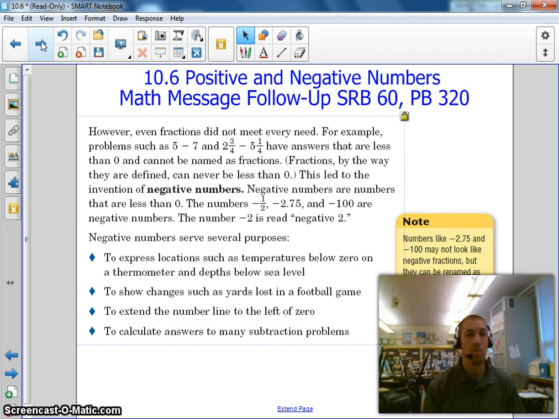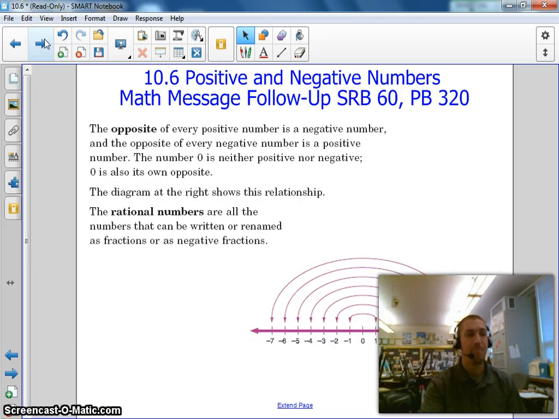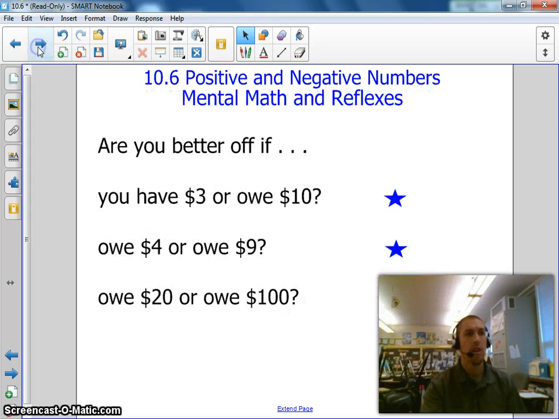People who live in really cold places, once the temperature reaches 0 but it still gets colder, need to go into negative numbers. So that's why we're talking about this today. Now we've talked about the opposite again. The opposite of negative 1 is positive 1. The opposite of negative 2 is positive 2, and so on. So which would be better? Pause and try to figure it out.